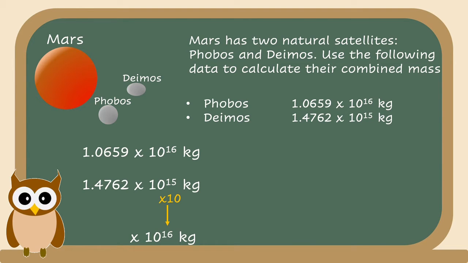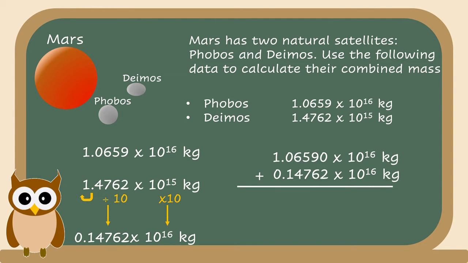So if we multiply by 10, we get 10 to the power of 16. But in order to keep the number the same value, we must divide the coefficient by the same power. So we divide by 10 here, and what that implies is moving the decimal one place to the left, giving us a value of 0.14762 times 10 to the power of 16 kilograms.